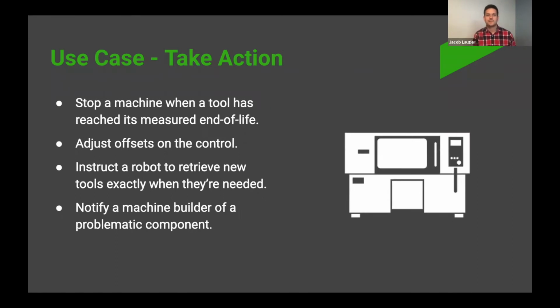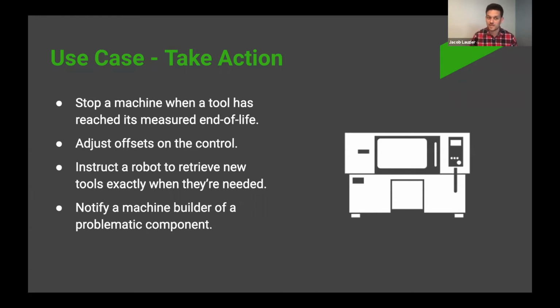And then the last item here is to take action. So as you're capturing all this data at the edge and machine learning models and even just basic thresholding algorithms and other rule-based operations are deciding that something needs to happen, you have a device at the edge that can talk to your manufacturing equipment to take action.